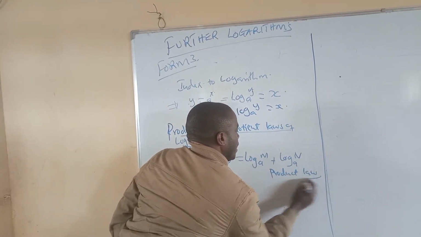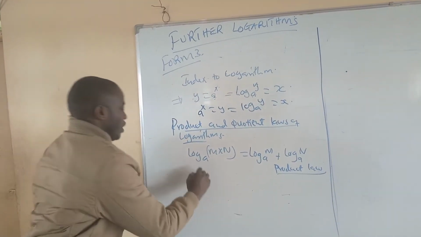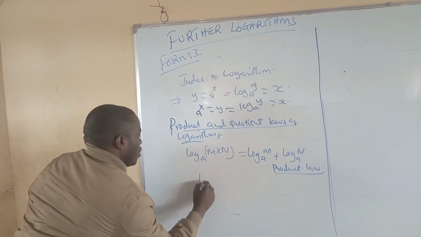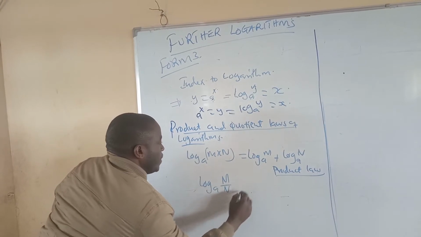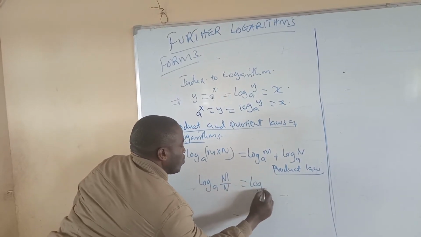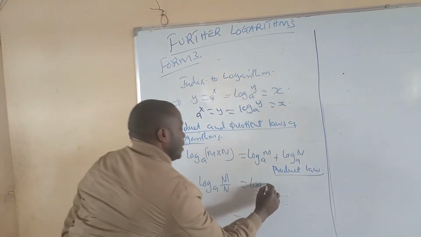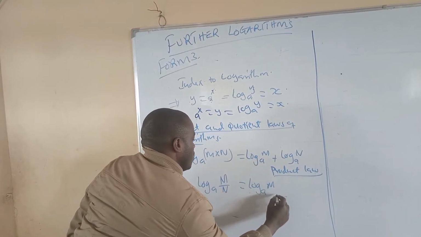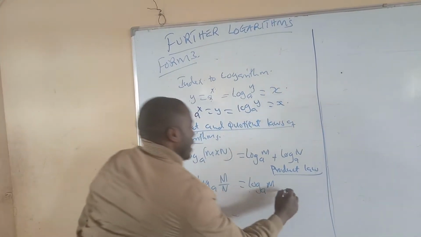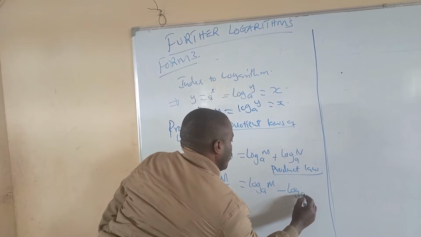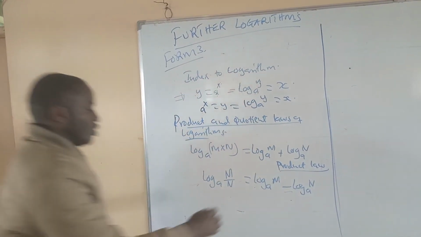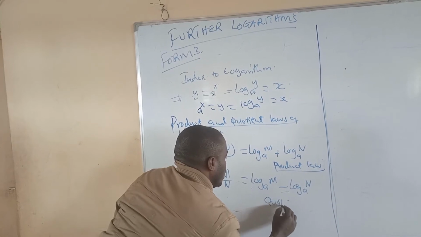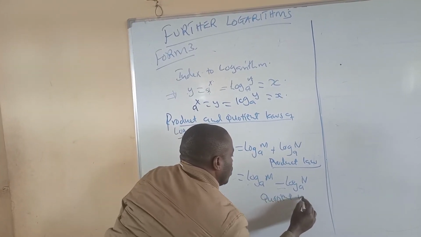And the quotient law: if you are given log to base a of m all over n, this is the same as log to base a of m minus log to base a of n. So if it is a division, we call it the quotient law.